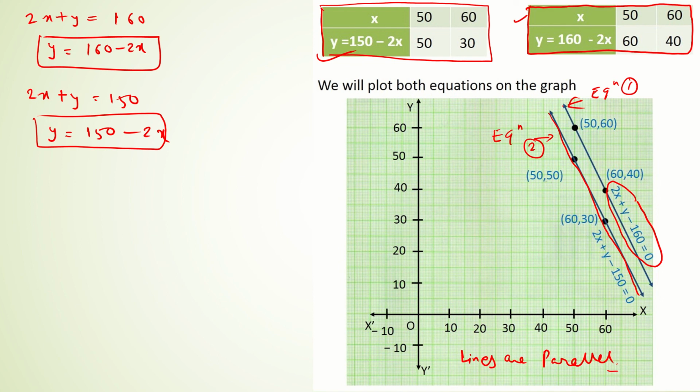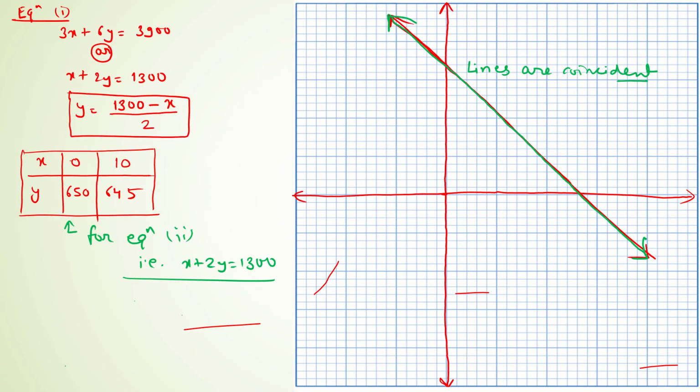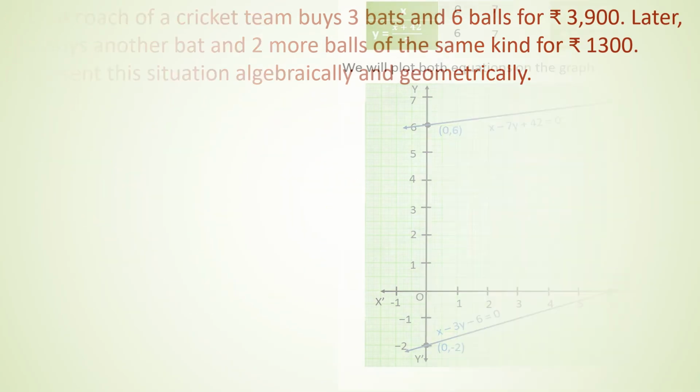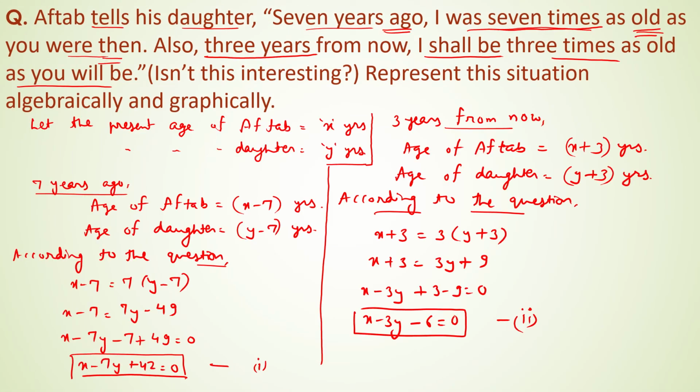So here we have seen three cases in the problems. In the first problem, we had the values of the equations as x minus 7y plus 42 equals 0 and x minus 3y minus 6 equals 0.